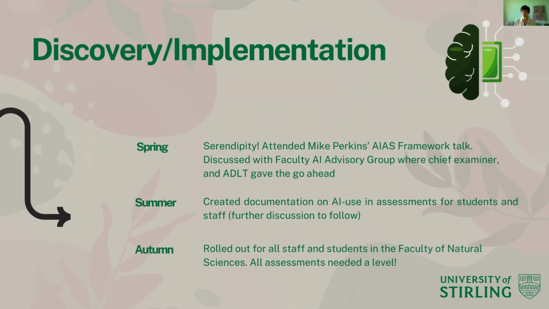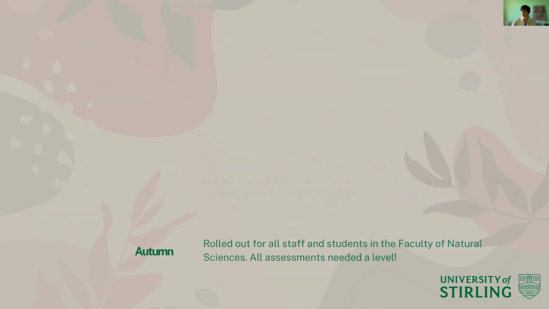And so then during the summer, I spent a lot of time creating the documentation on the AI use in assessments for students and staff, and I'll get to what that looks like in a second. And then in the autumn, literally days before the second iteration of the AI and assessment scale, I rolled it out to staff and students in the Faculty of Natural Sciences, where every single assessment and every single module needed a level. The good thing about it, well, I guess I'll get to that in a second.